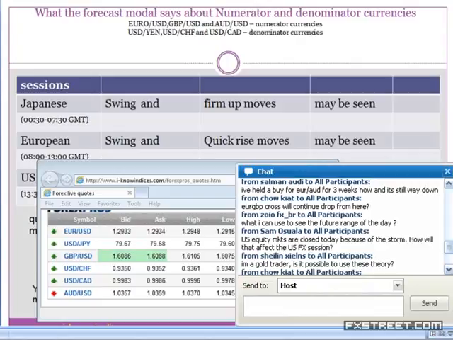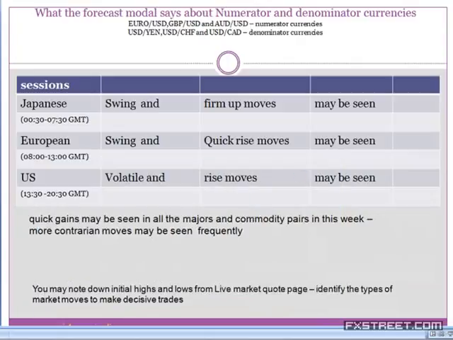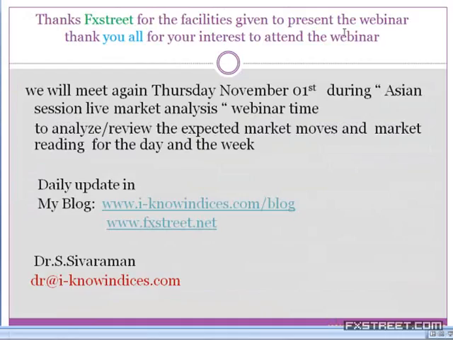Okay, now in the question answer window, Mohan Kumar, the same question is asked there. I answered it. So any more questions? Okay, fine. So I'll show the last slide.